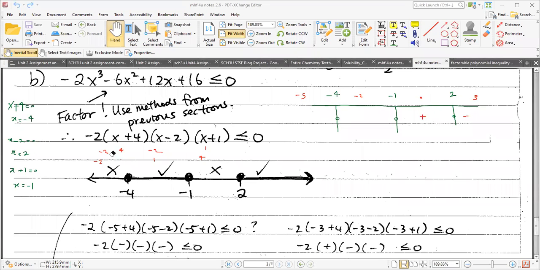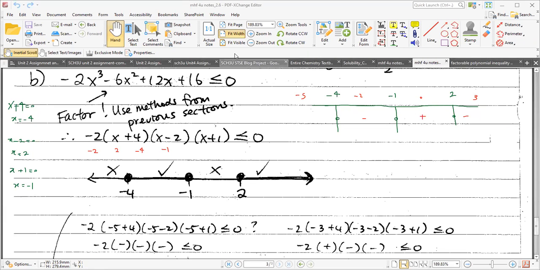Now, I'm going to try -2. Let me just erase that. I put -2. So here we have -2 there. If you put -2, -2 plus 4 is 2. -2 minus 2 is -4. -2 plus 1 is -1. So multiply all together. You have 3 negatives. 3 negatives multiplied by each other is negative, right?